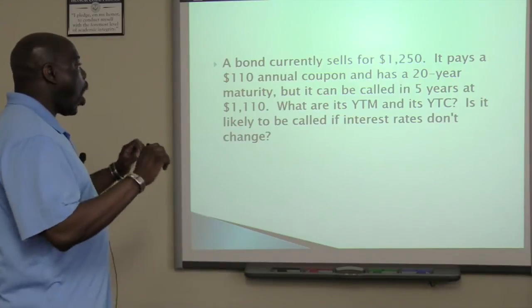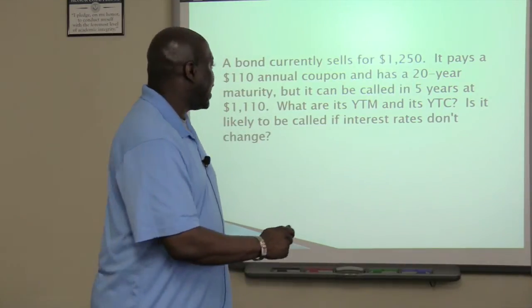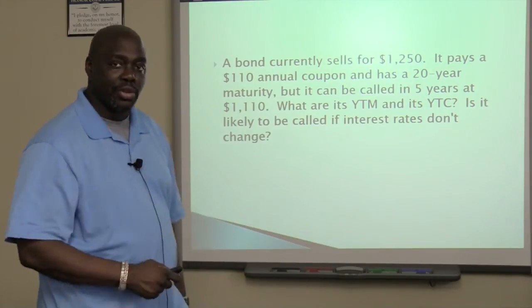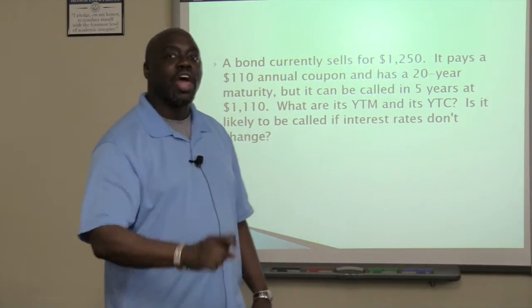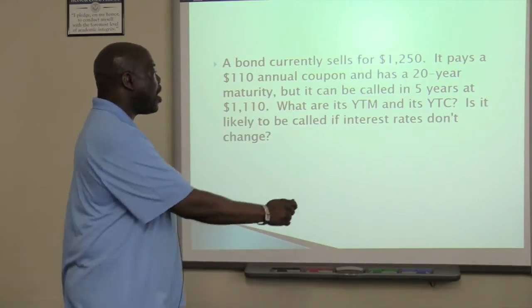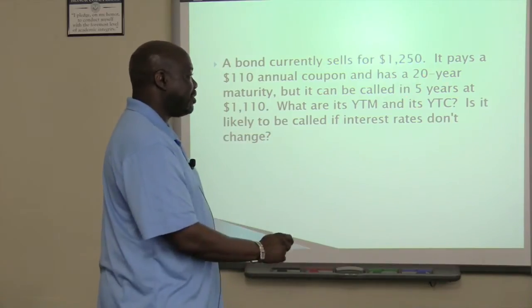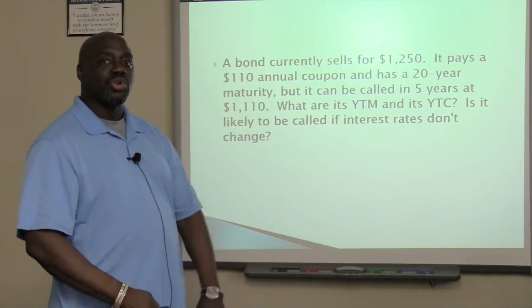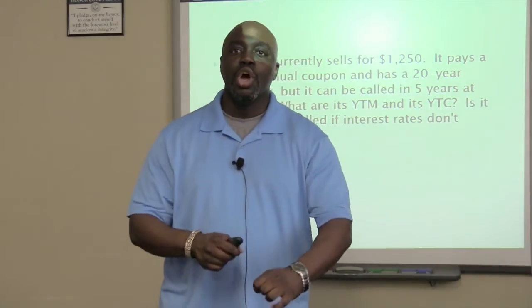You're going to use all of the same exact information except for two things. We know that the selling price is not going to change, so we already know that the bond sells for $1,250. That's going to be our present value. We know that it has a coupon of $110. That's still going to be our payment. But now our N changes to 5 years. And when we call it in 5 years, it's going to pay out $1,110. So now our future value is $1,110. And then we compute for yield to call.